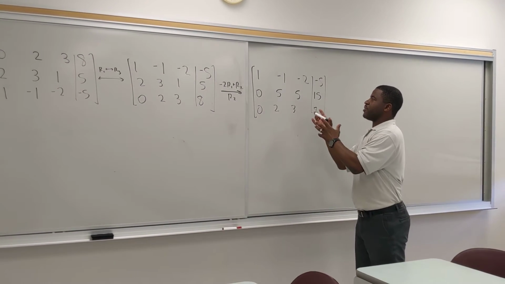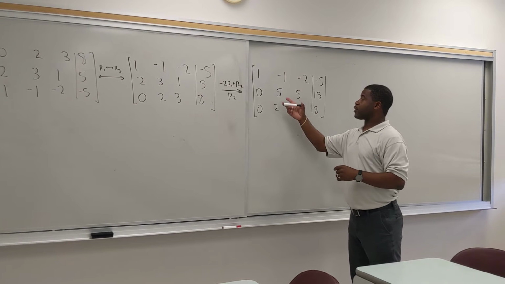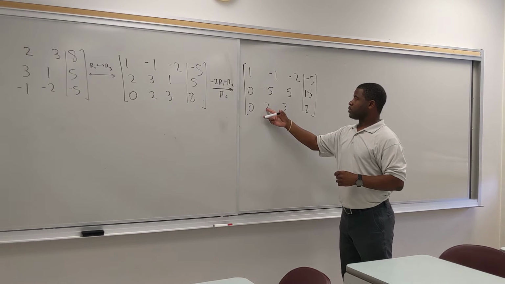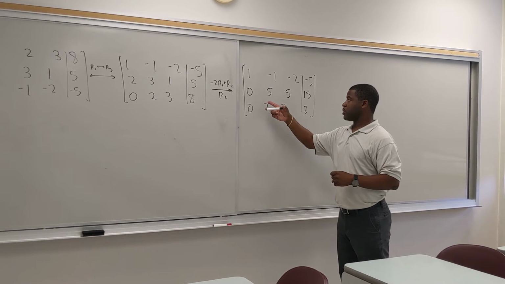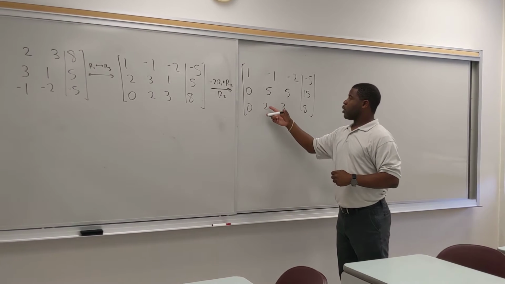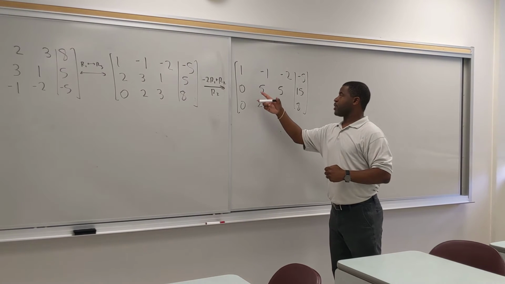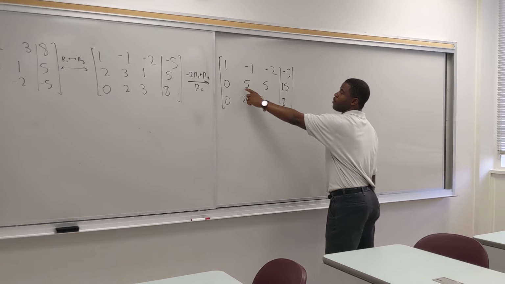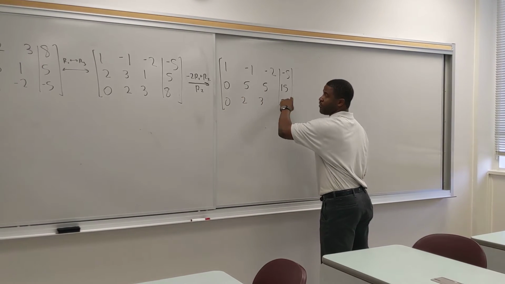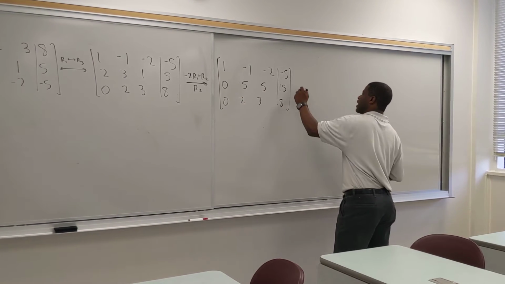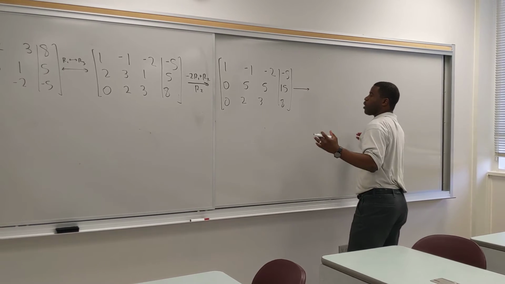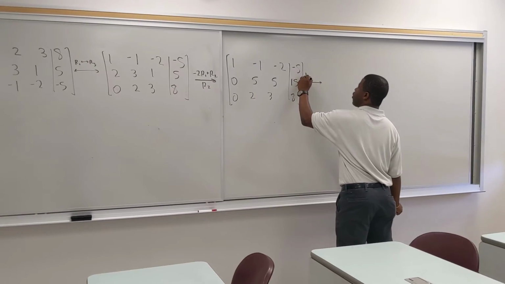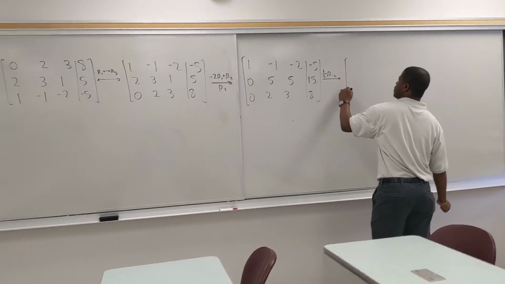Yeah, there are a couple of things that we could do right here to create a 1. We could say -2 row 3 plus row 2. That would give us a 1. We could say -3 row 3 plus row 2. That would give us a -1. Or we could multiply by 1/5. That's what I'm going to do. But like we say, you have a lot of freedom to work within these problems. All right. So now we say 1/5 times row 2.